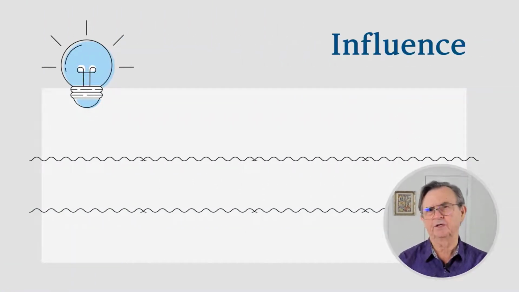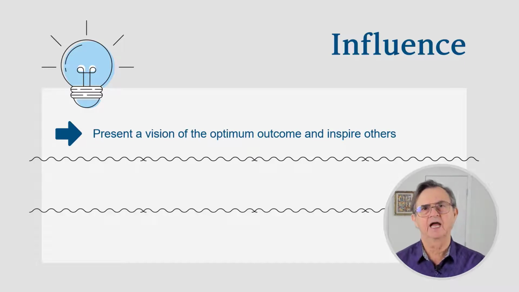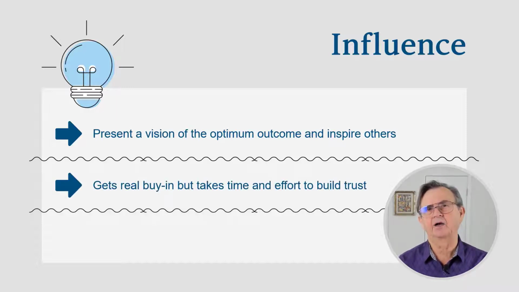The difference between persuasion and influence is subtle. To influence someone, I don't present my outcome. I present a vision of what everyone would have with the optimal outcome. I'm actually inspiring the other people to work with me to achieve that outcome because they believe in it. It's good for them as well, so getting what I want becomes a collaborative effort. Influencers get higher buy-in, but it also takes a lot longer and costs more effort.